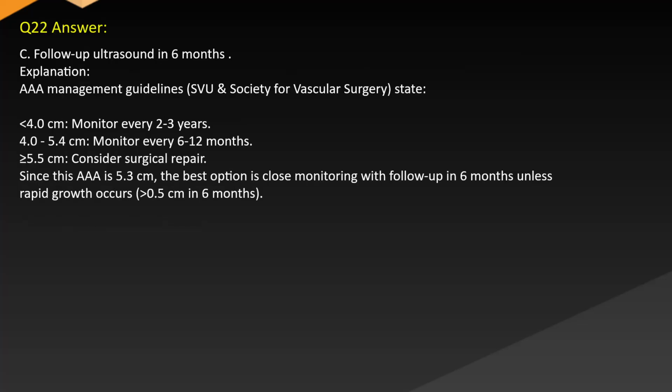Answer C. Follow-up ultrasound in 6 months. Explanation. Management guidelines, SVU and Society for Vascular Surgery, state 5.5 centimeters: consider surgical repair. Since this AAA is 5.3 centimeters, the best option is close monitoring with follow-up in 6 months, unless rapid growth occurs, 0.5 centimeters in 6 months.